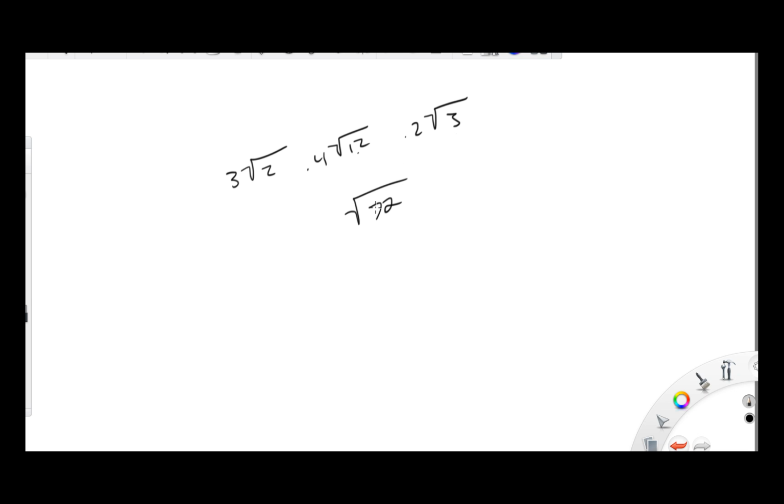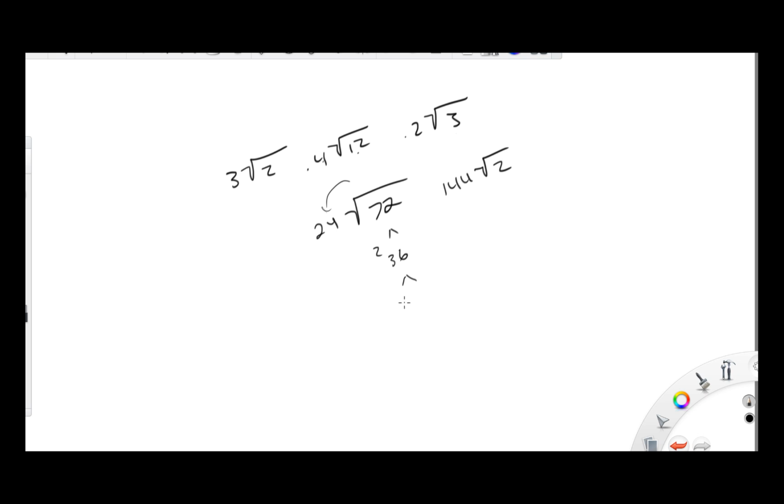So 72 is on the inside. What's on the outside? 3 times 4 is 12, times 2 is 24. And then we can factor this, and whatever we apply to the factor we can multiply out, and we'll get 144 to the square root of 2, because if we divide this, we're going to get 36.